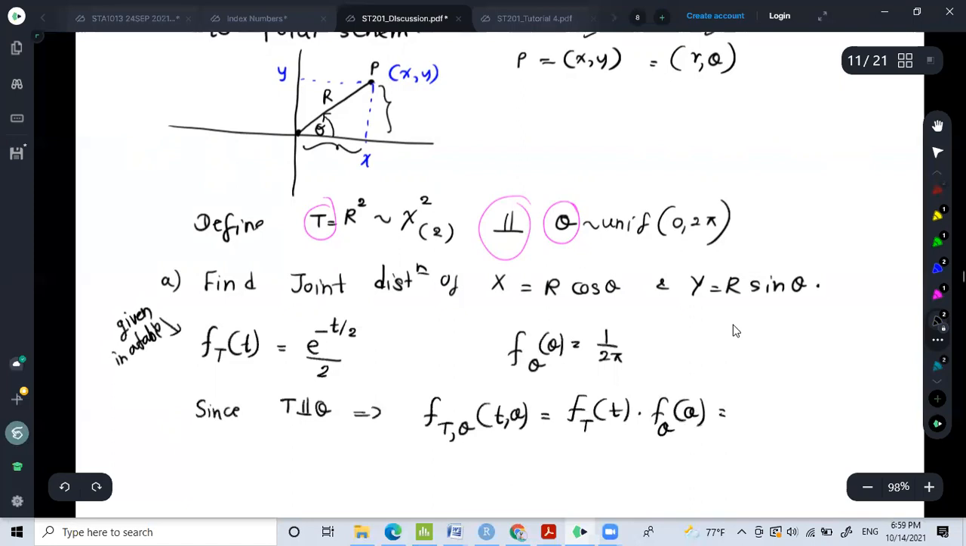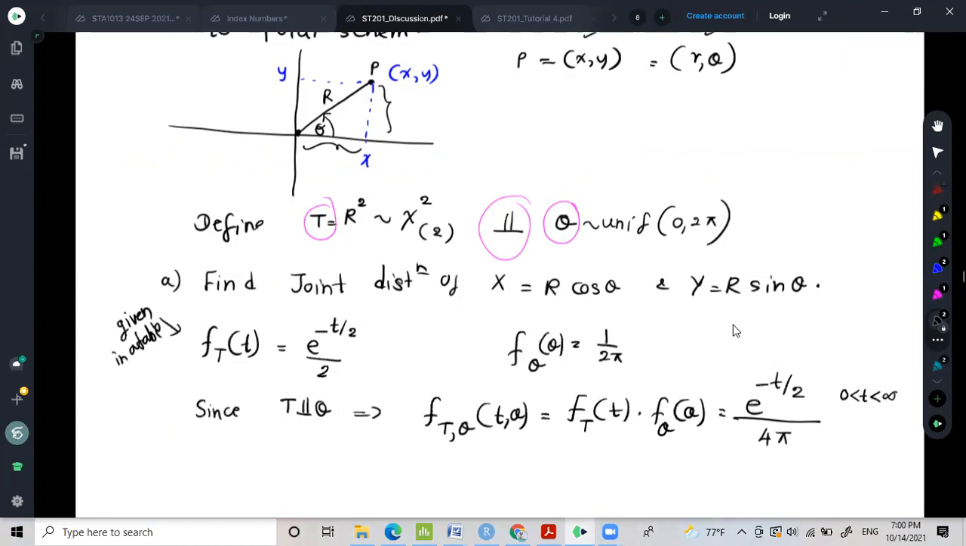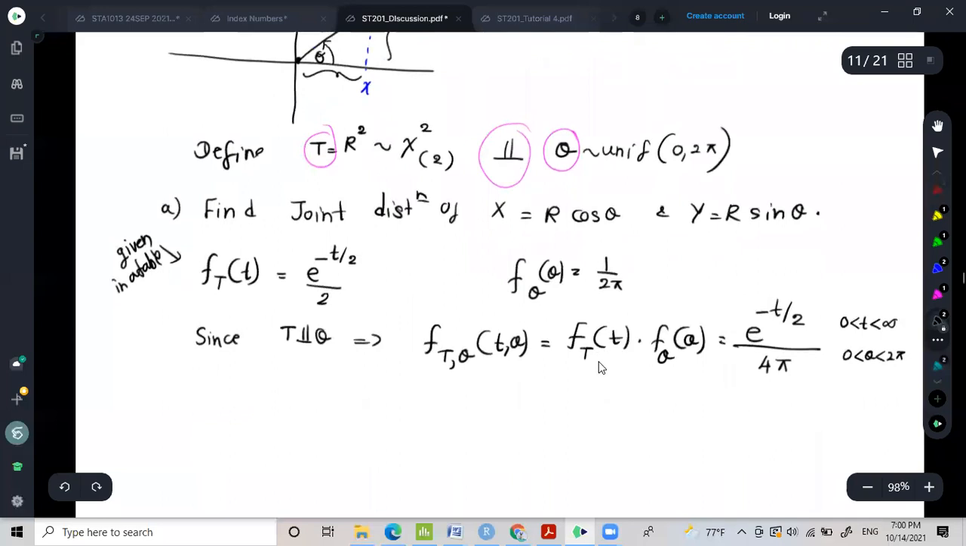So what do you get? Very simple. e to the negative t over 2, divided by 2, times 2 over 5, so 4 pi. Since they are independent, the supports will be t going from 0 to infinity. Why? Because this is the radius, it can go up to infinity, no problem. And then theta from 0 to 2 pi. Okay, so this is our joint density now.